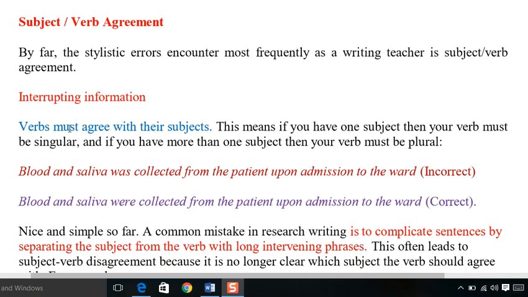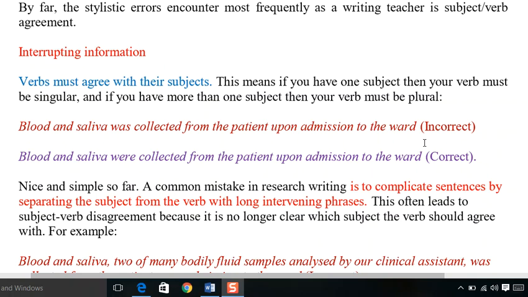Here, verbs must agree with their subjects. This means if you have one subject, then your verb must be singular, and if you have more than one subject, then your verb must be plural. Here is the example: Blood and saliva was collected from the patient upon admission to the ward.